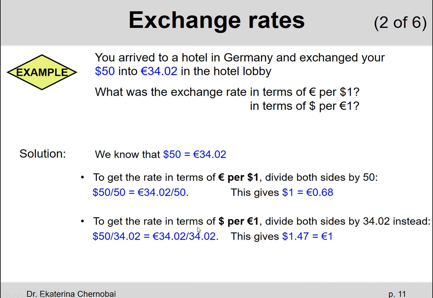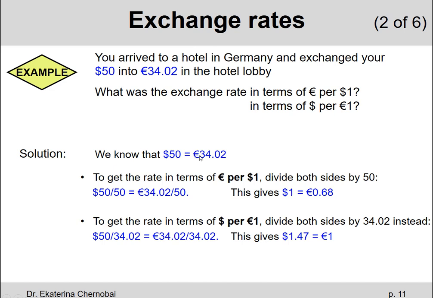But there's always another way, right? And that's the second part of our question. Let's express the exchange rate in terms of dollars per €1. So we want to go back to these equivalents between $50 and 34.02 euros, right? This time we are saying we want to see €1. So where we want to have 1, the number that we have there currently is what we need to divide both sides of this equation by.